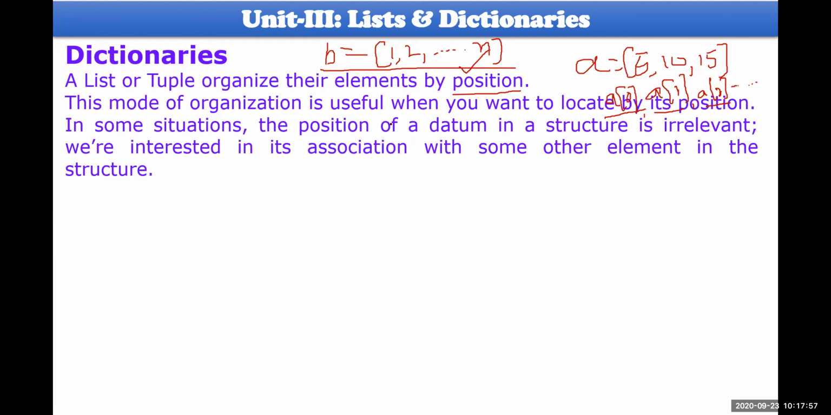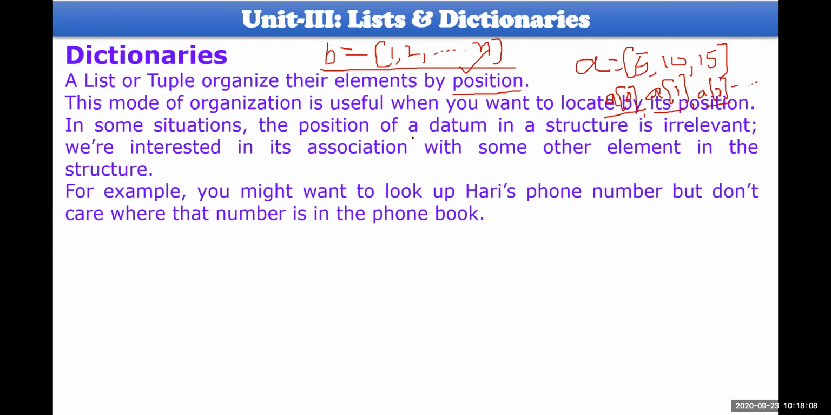So another value is associated with that particular value. If such a situation could be there, then such definitions take place in terms of dictionaries. For example, consider a telephone book. If you want to look for Hari's telephone or cell phone number, you are not supposed to look at whether it is in the 6th position, 10th position or 100th position. It is not supposed to be checked in such a way.